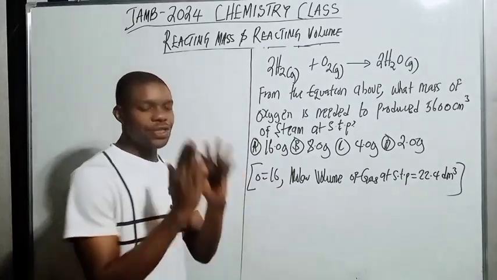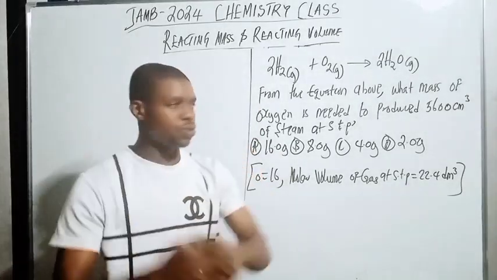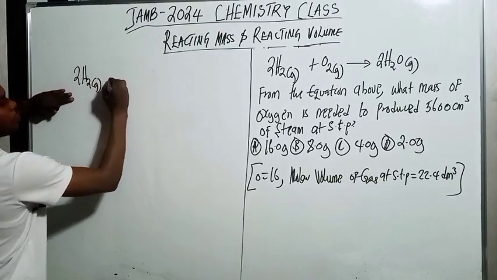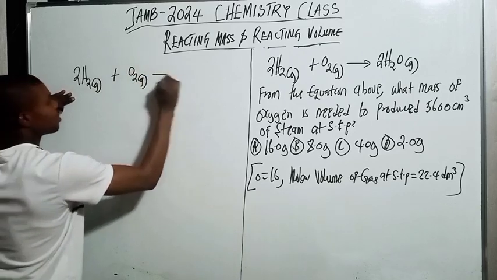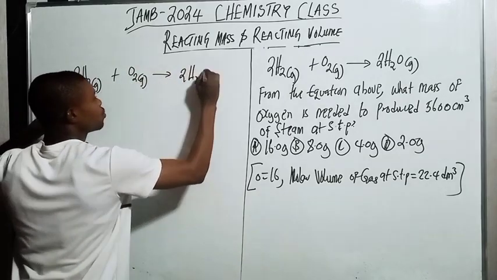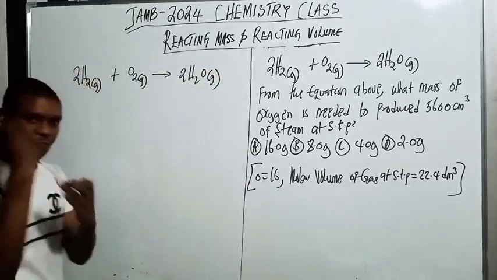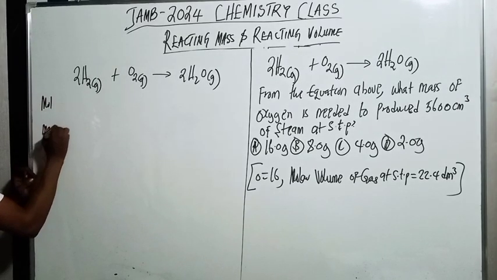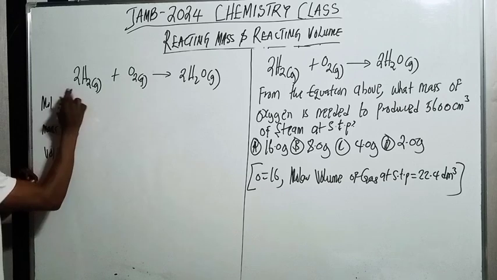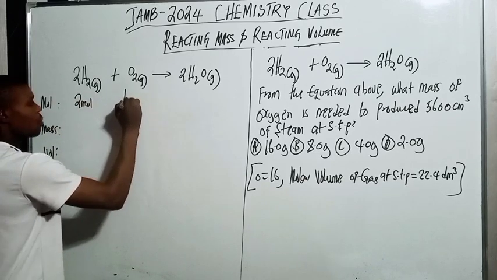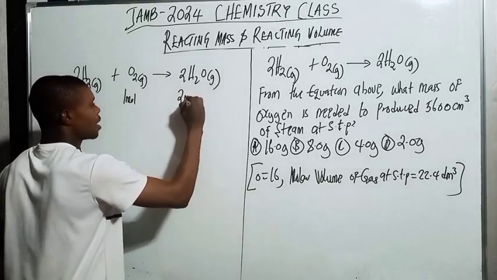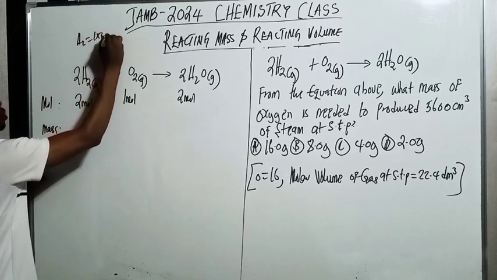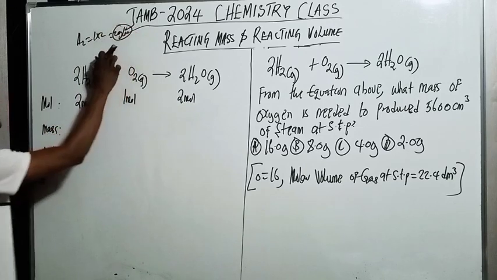So now let's do exactly what I said you should do. You have 2H2 gas plus O2 gas gives 2H2O gas. Are you there? You have to do it fast. So you have mole, you have mass, you have volume, right? Here we have 2 moles, here 1 mole, here 2 moles. Now the molar mass of H2 is 1 times 2, which is 2 grams per mole, which I've already done before.